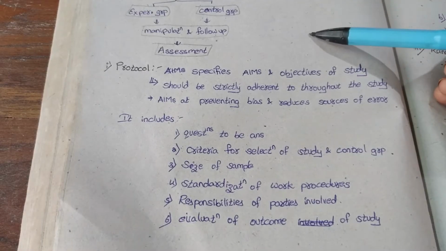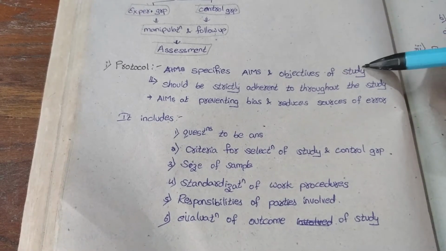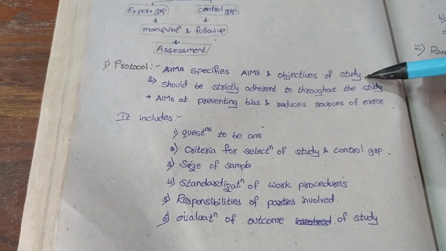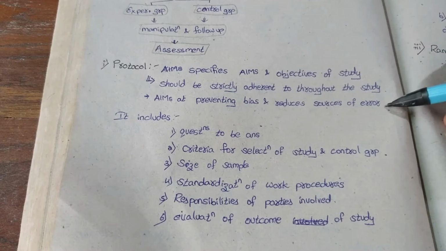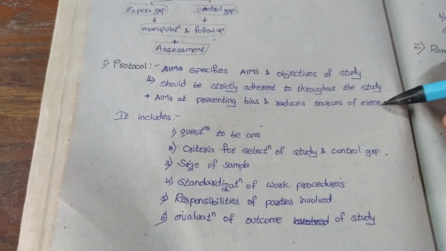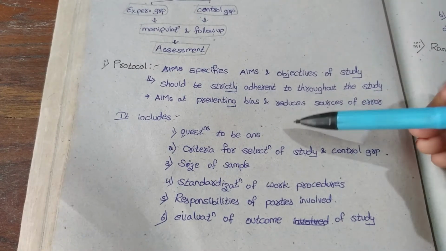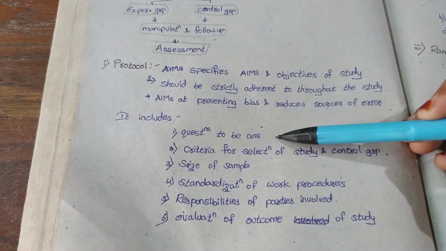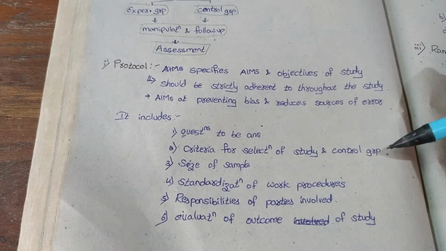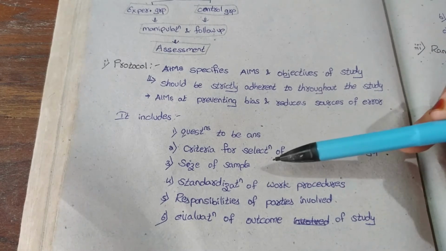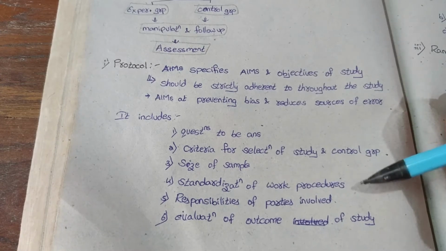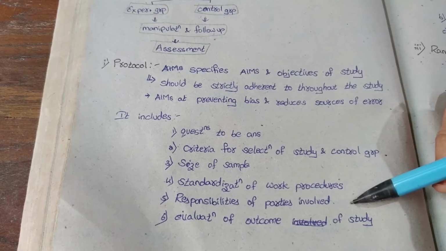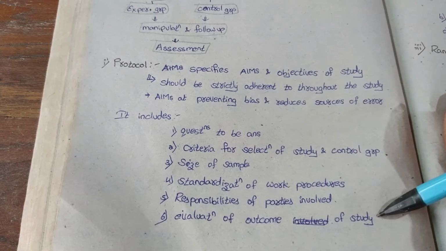First one, drawing up of a protocol. We should specify the aims and objectives of the studies and should be strictly adherent throughout the studies. Its main aim is to prevent bias and reduce the sources of error. It includes the questions to be asked for both the reference and the experimental population, criteria for selection of control and study groups, what is the size of the population, and standardization of work procedure, responsibilities of the parties involved, and evaluation of the outcome of the study.